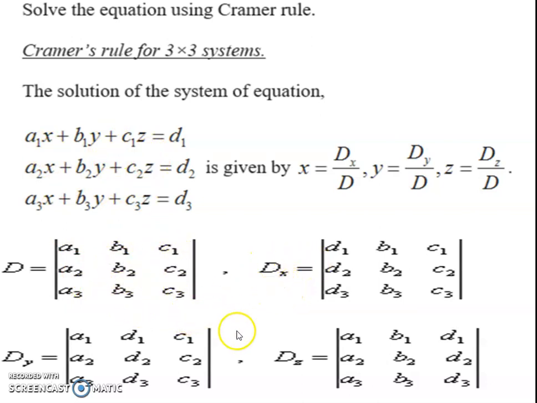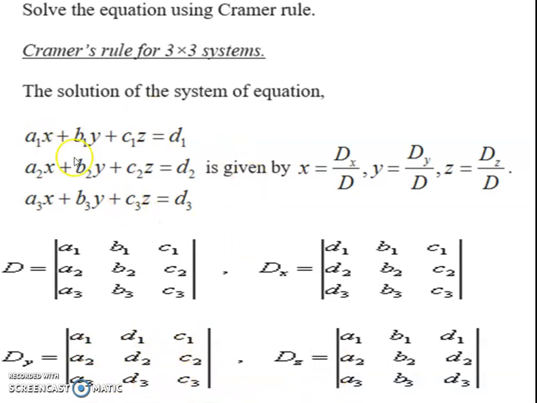Dx: instead of the coefficients of x, we put d1, d2, d3, with b1, b2, b3, c1, c2, c3. Do the x and y coefficients remain the same? No, the y and z coefficients remain the same. To evaluate Dy, instead of the coefficients b1, b2, b3, we put d1, d2, d3. Then a1, a2, a3 and c1, c2, c3 remain the same.